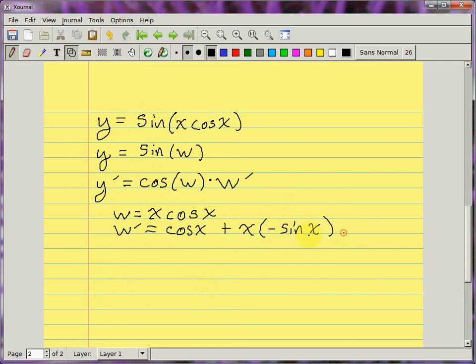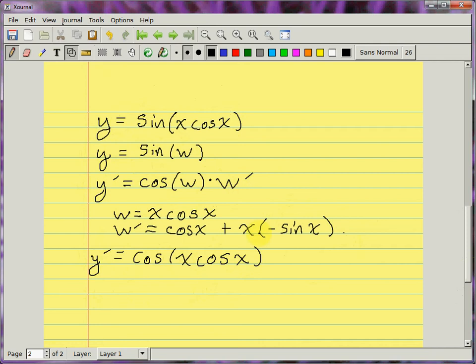Okay. And now you have to sort of put it all together. So just rewriting everything here in terms of x. This is cosine of x cosine x.